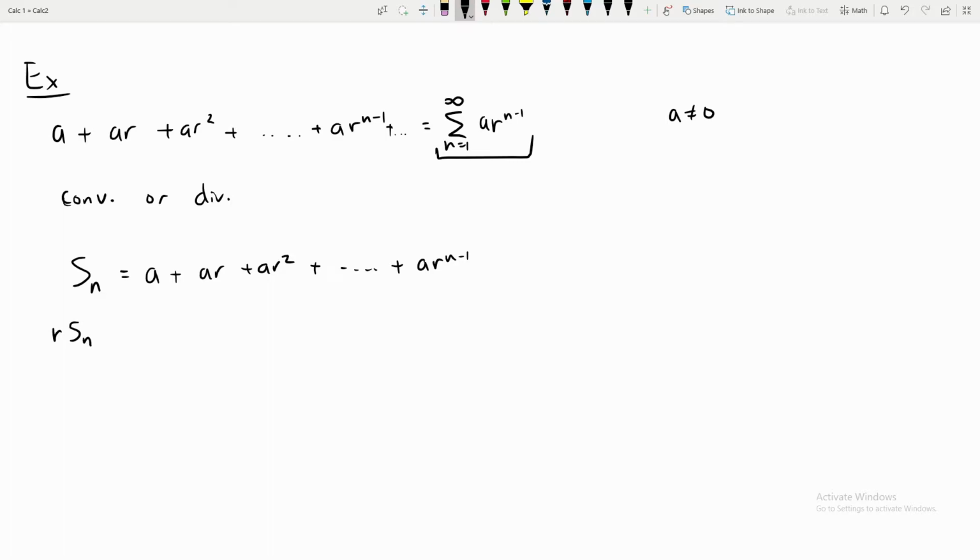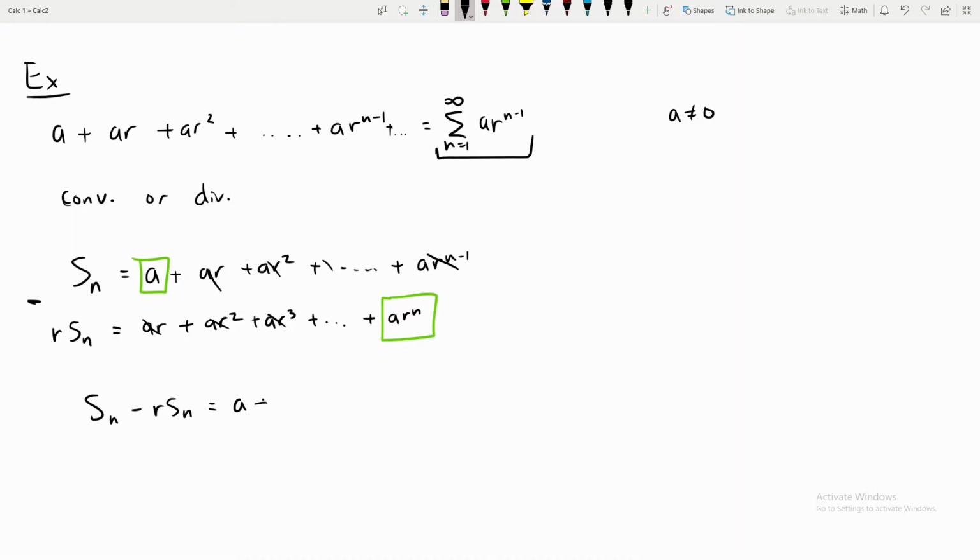What I'm going to do is multiply r by S of n and get this new formula. And now I'm going to subtract that new formula from S of n. And as you can see over here, if we subtract these two, these two terms will cross out, these two will cross out, this term will cross out. Basically, all the terms will cross out, except we'll be left with two terms. This one right here, and this first one right here. So all this expression is going to evaluate to a minus ar^n.